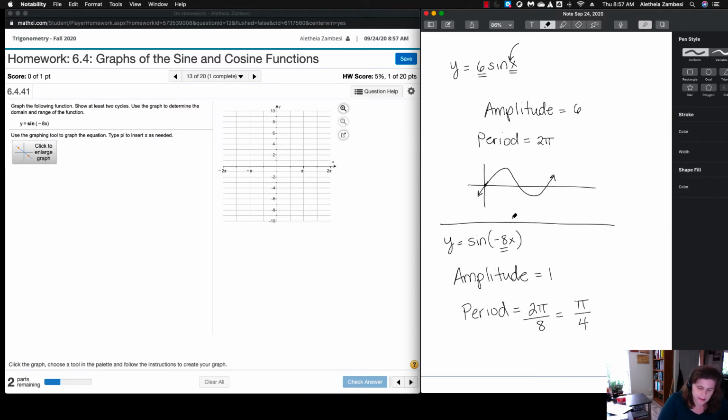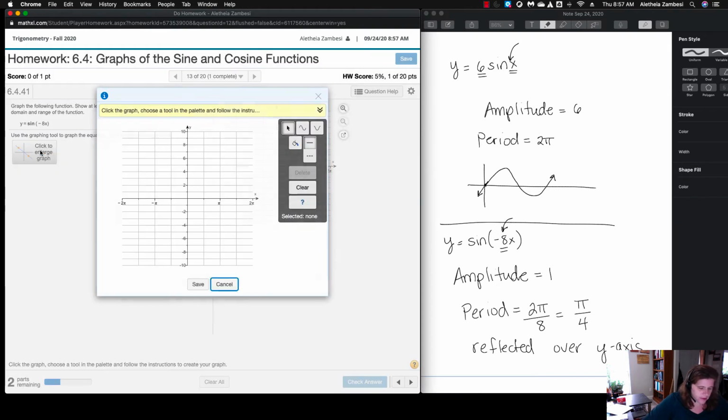Now, this particular negative sign in here is a reflection over the y-axis. So this is reflected over the y-axis. If it were reflected over the x-axis, that negative sign would be out in front of the function. All right, so let's do our graph.